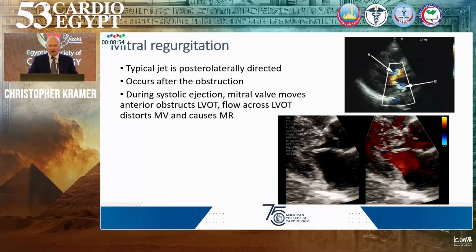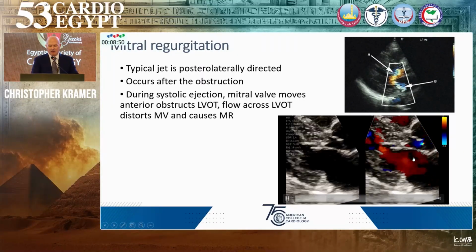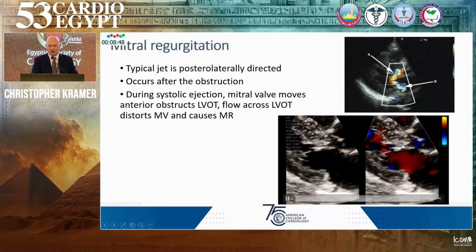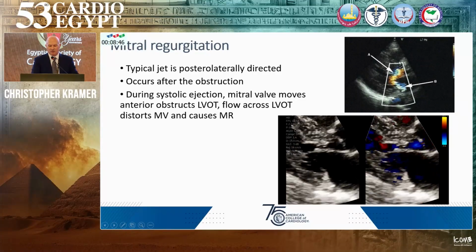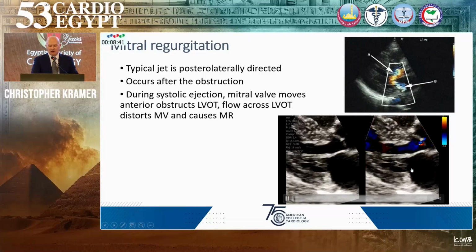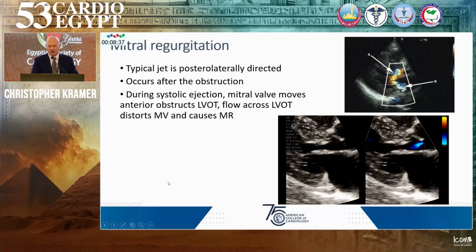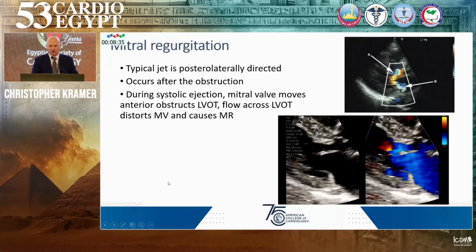As the anterior leaflet is pulled towards the septum, there can quite often, in patients with LV outflow tract obstruction, be the so-called V sign with a perpendicular, posteriorly directed jet of mitral regurgitation. At the same time, you see the systolic turbulence in the LV outflow tract.